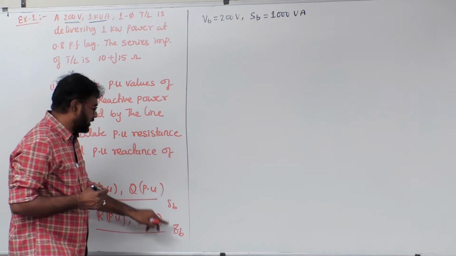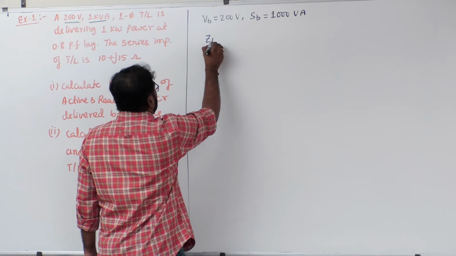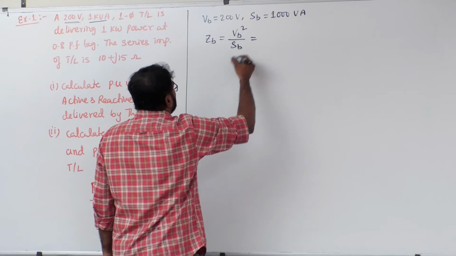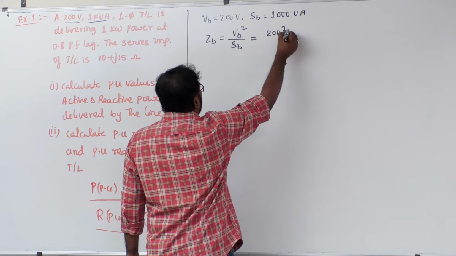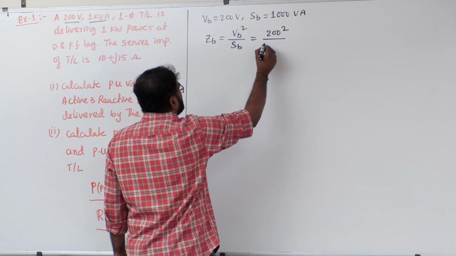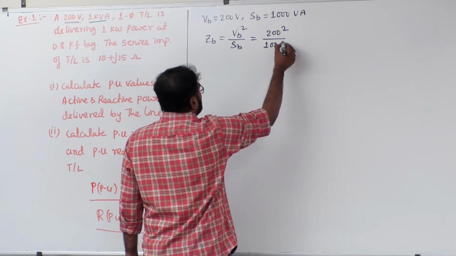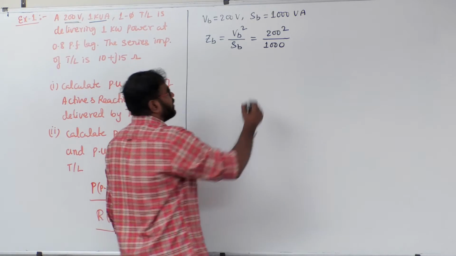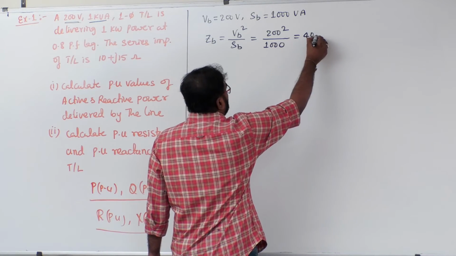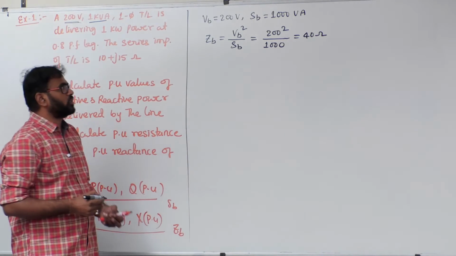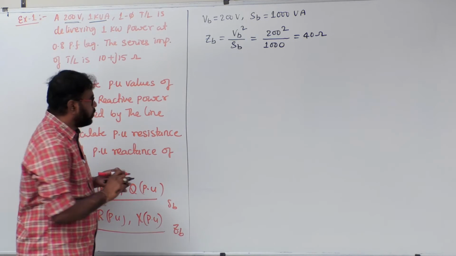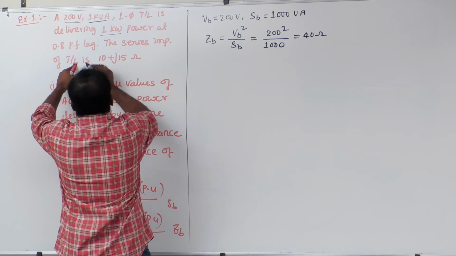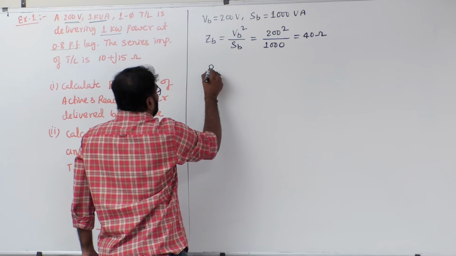Now we require S base and Z base. What is the formula for Z base? We know it: V base square by S base. V base is 200, so 200 square by S base, which is 1000. 200 square by 1000 is nothing but 40 ohms. 40 ohms is the Z base. Now what is given? It is given that the line is delivering an active power of 1 kilowatt at 0.8 power factor lagging. P equal to what?